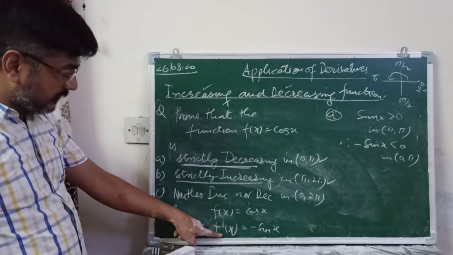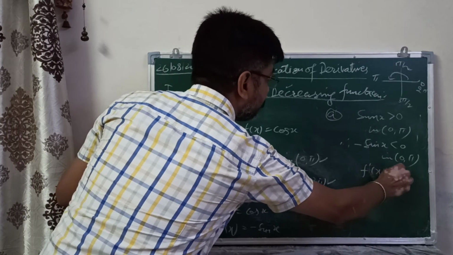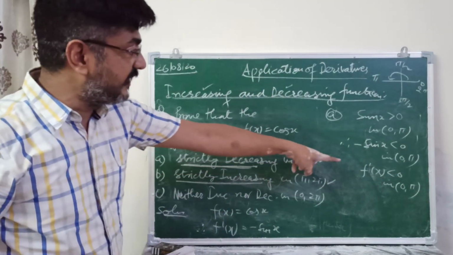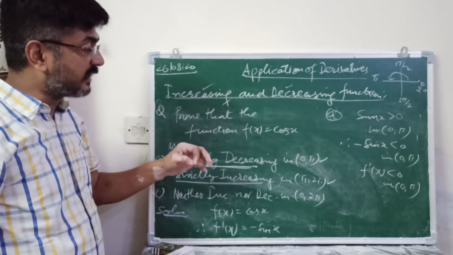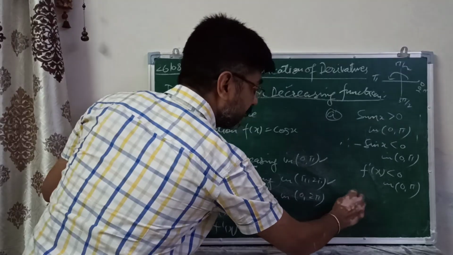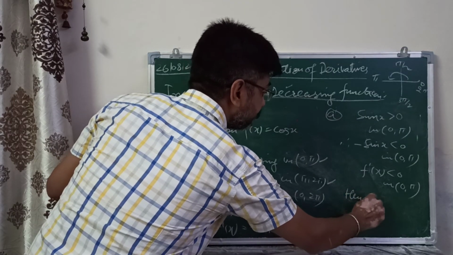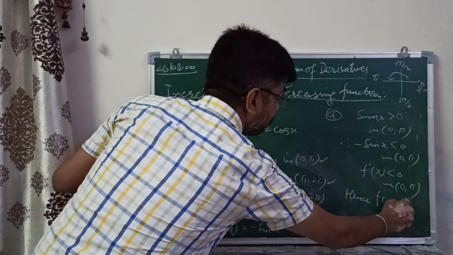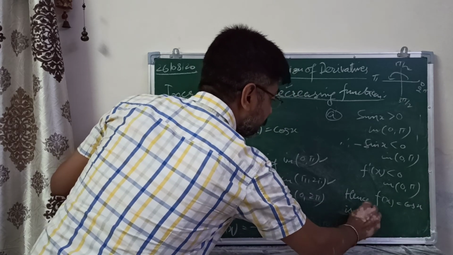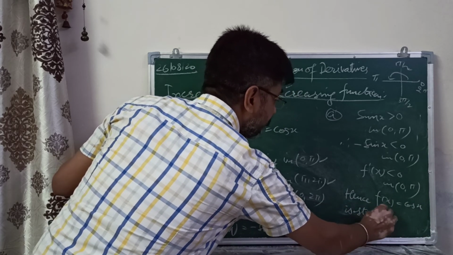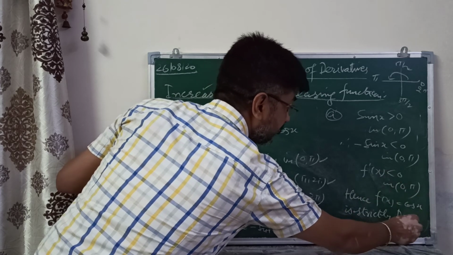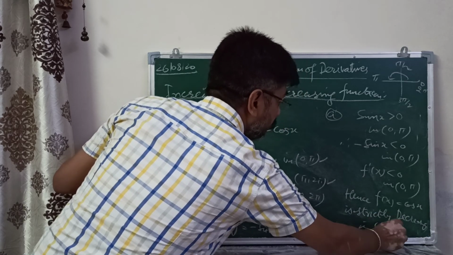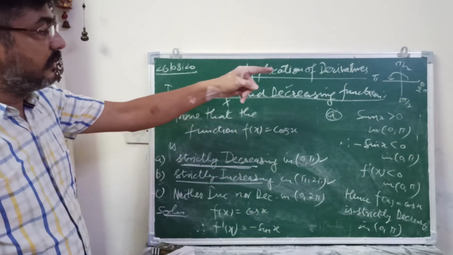And what about minus sin x? That is f dash x. f dash x is less than 0 in 0 to pi. If the function is given and f dash x is less than 0, then it is strictly decreasing in the open interval 0 to pi. Hence, we check the sign of f dash x and we discuss f(x). Hence, f(x) equal to cos x is strictly decreasing, because the less than sign is there, in 0 to pi. This is part A.